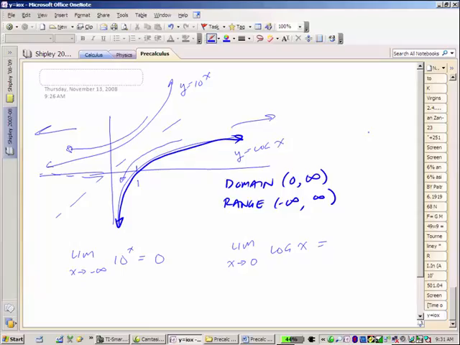If you want the function to be a value of 100, you have to go out to 10 raised to the 100th power. Right? That's a lot of zeros after the 10. If you want the y value to be a million, you have to go out to 10 to the millionth power. That's huge. But however high you want the function to be, I can tell you what the x value is. It's just going to be a huge x value.